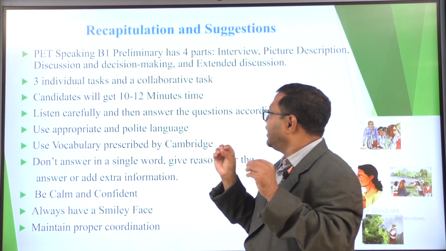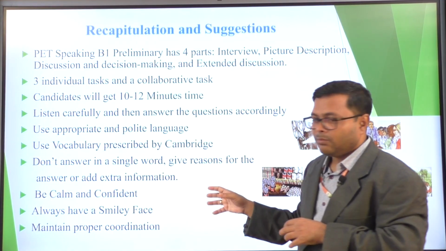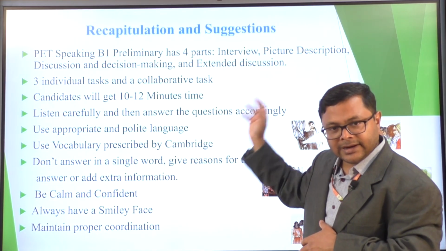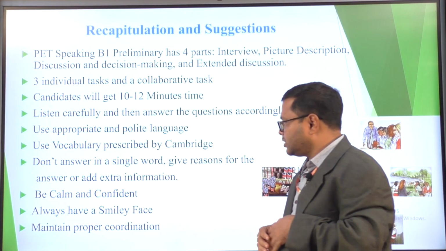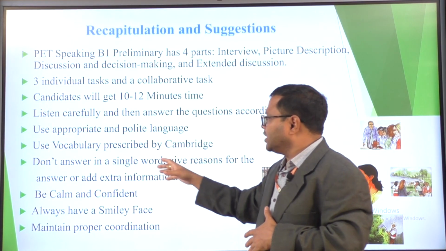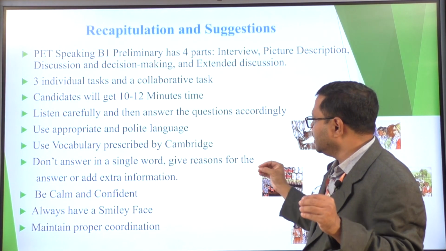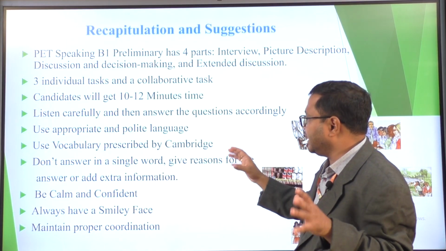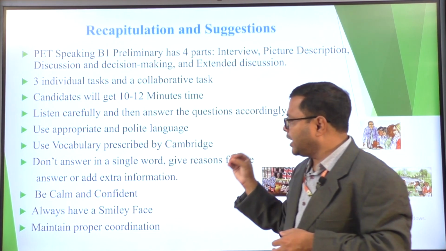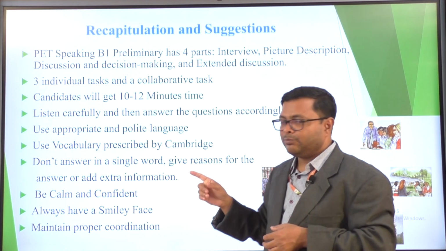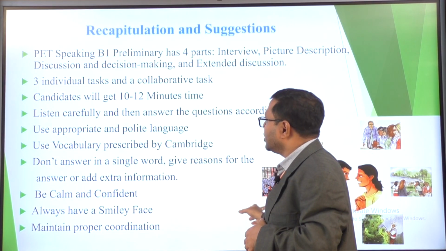Use appropriate and polite language. Use vocabulary prescribed by Cambridge for B1 level, or even higher level words you can use. If you want to get B2 level, you have to use higher level words, of course. And then do not answer in a single word. This you have to keep in mind. Do not answer in a single word. Give reasons for the answers and add extra information. Always be calm and confident, always have a smiley face, and maintain proper coordination with each other. Do not digress, do not divert.